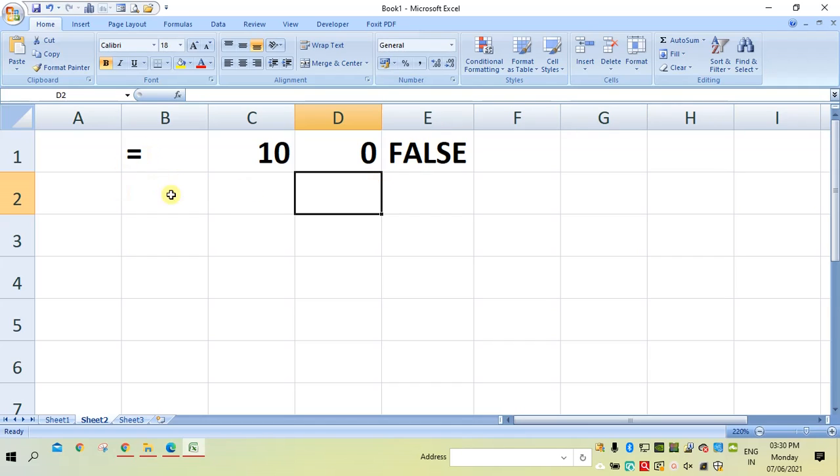Next symbol is greater than. It is used to compare two cells and decide whether the number which we are comparing is greater than the other number or not. So now I want to compare 10 with 0 and decide whether it is greater than or not. So definitely it is greater than 0 and it should give true.